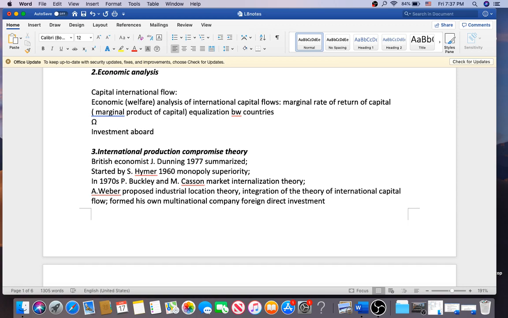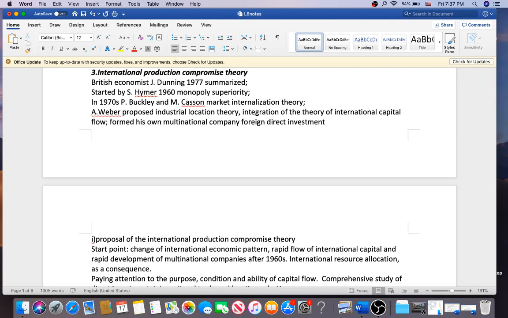Berkeley and Casson's market internationalization theory. Is this study just based on the former theories, summing them up to develop this compromise theory? That is about the capital flow. Where Weber proposed the international location theory and integration of the theory of international capital flow, forming his own multinational company, foreign direct investments. The proposal of the international compromise theory.